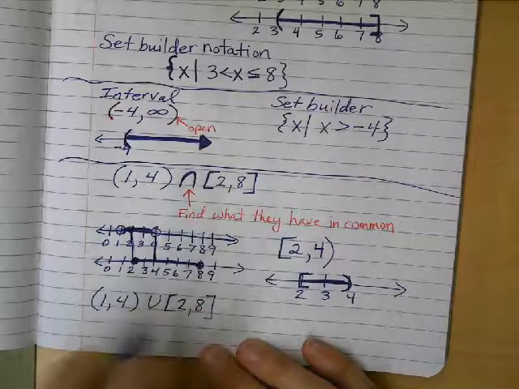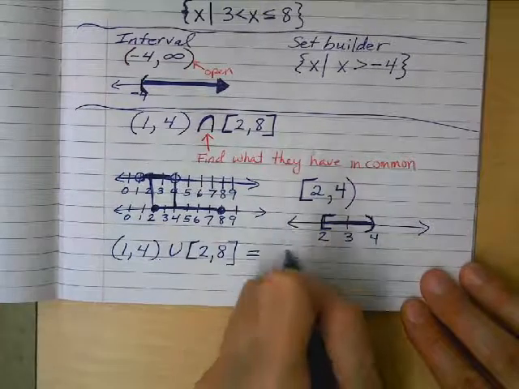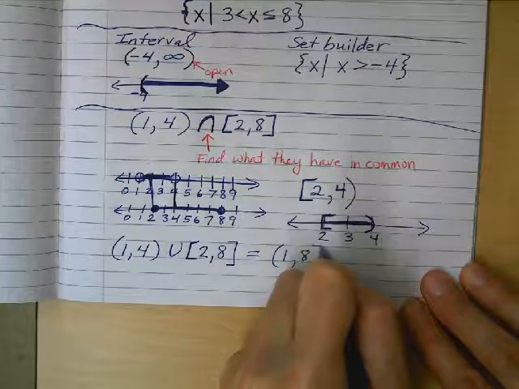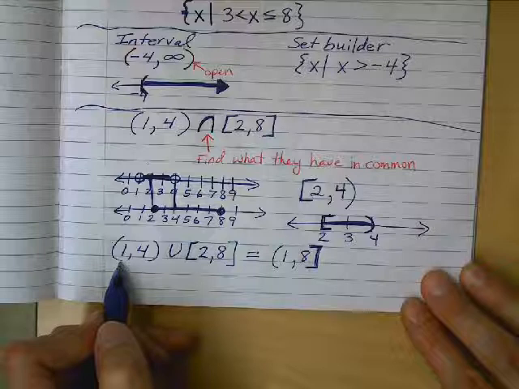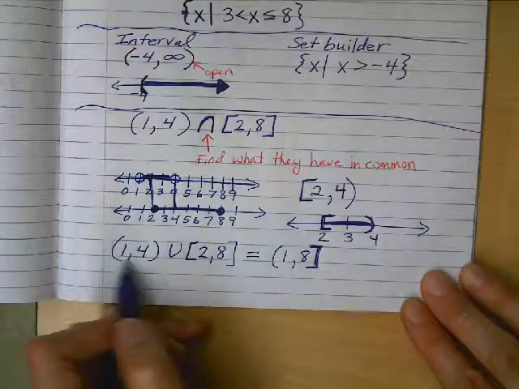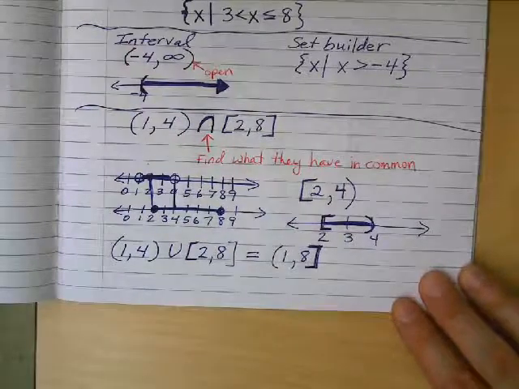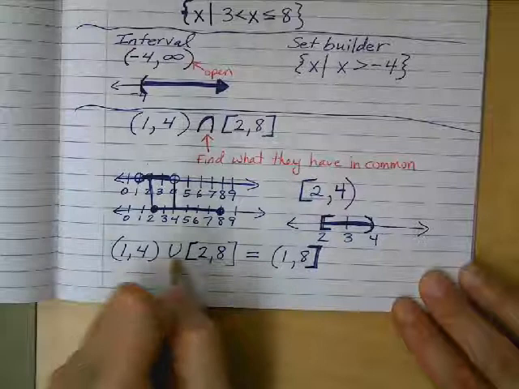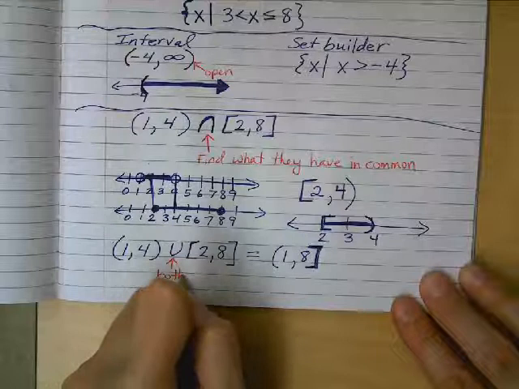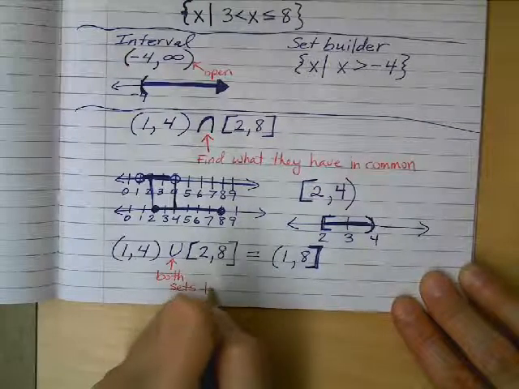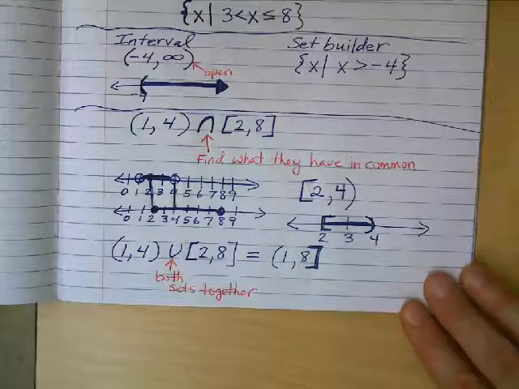I already know the answer. Union means all of it. The answer for that one would be 1 all the way up to 8. The lowest number you started on was 1, and that was a curved bracket. But you could go all the way up to 8 and have that one be a squared off bracket. Union means like this plus all of this. Union is both sets put together. So you'll have a few questions like that with intersection and union.